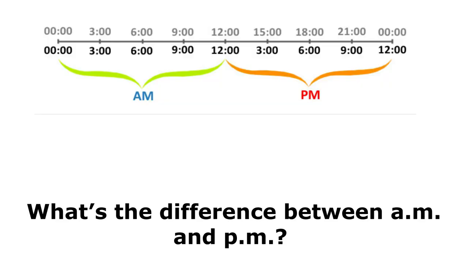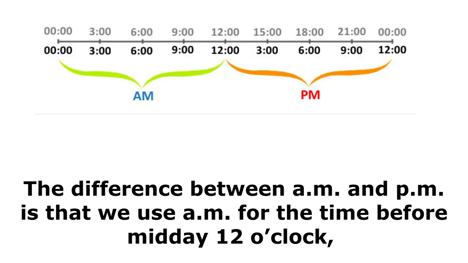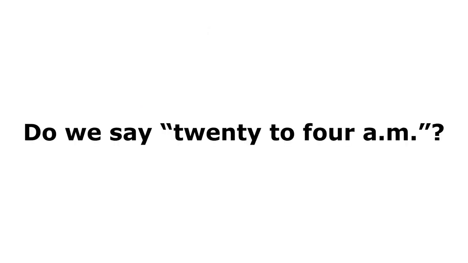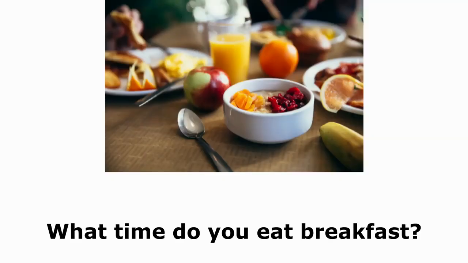What's the difference between AM and PM? The difference between AM and PM is that we use AM for the time before midday, 12 o'clock, and PM for the time after midday. Do we say 20 to 4 AM? No, we don't say 20 to 4 AM. We say 3:40 AM.